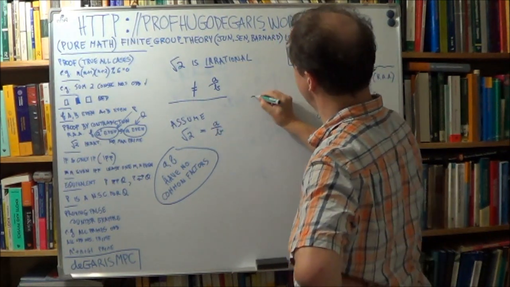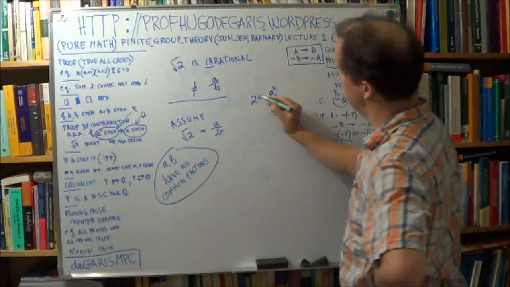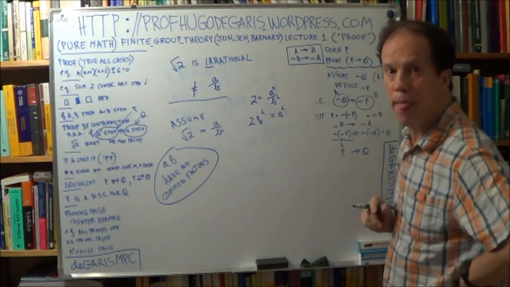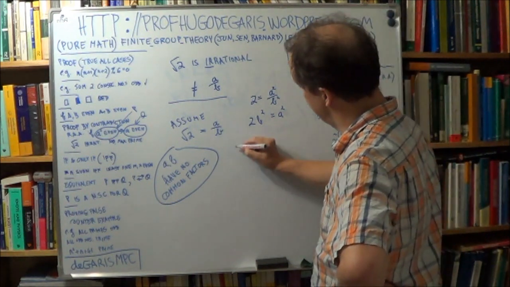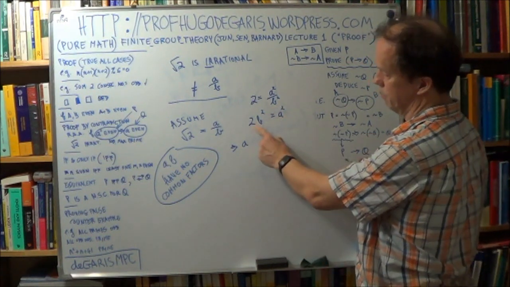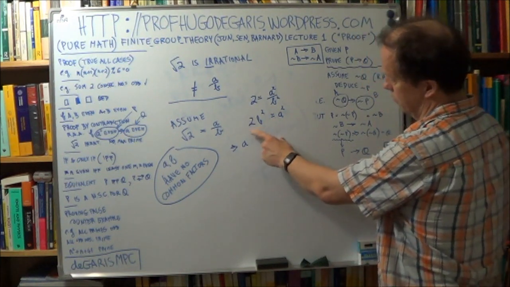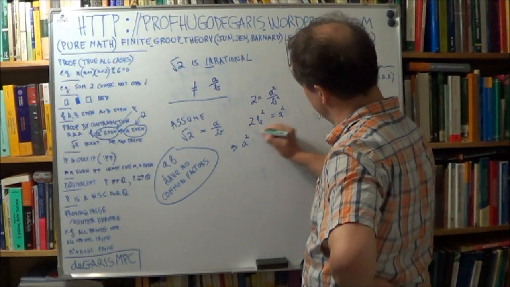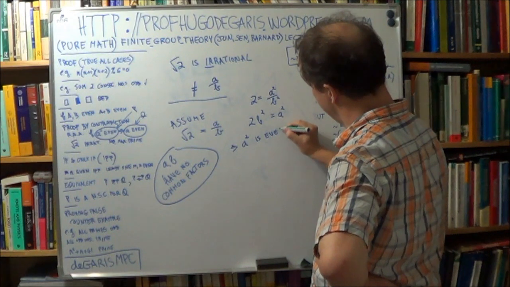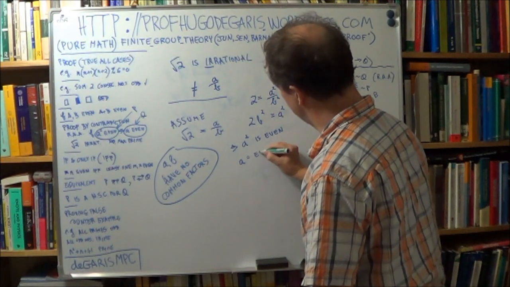So let's square both sides, and we'll get 2 over A squared is B squared. Take the B squared over, so 2B squared is A squared. And that implies, now this left-hand side is even, right? You've got a 2 times something, whatever B is, A and B are integers, remember. So the left-hand side is even, so the right-hand side is even. So A squared is even. Now if A squared is even, A is even.